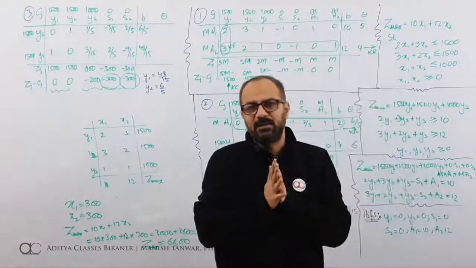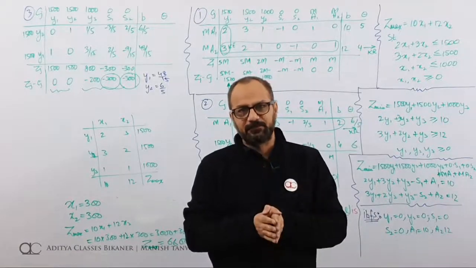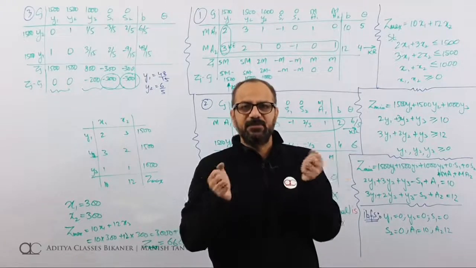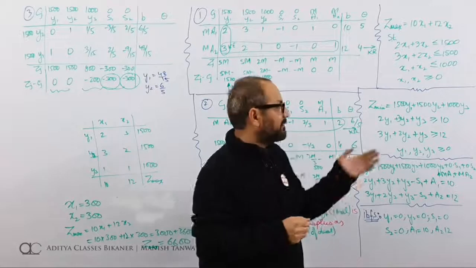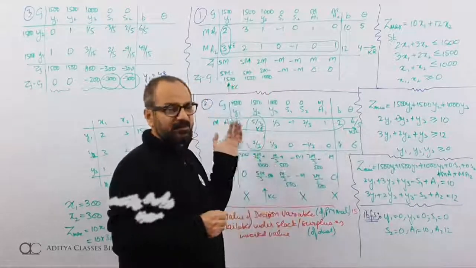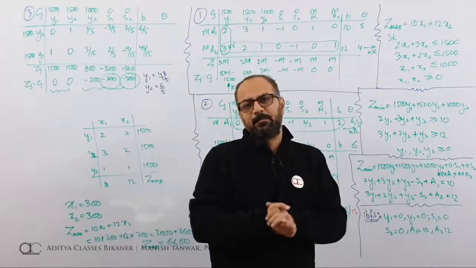So with this we conclude the dual relationships. We have seen what is the relationship between dual and primal. We have seen how to convert a dual into a primal, and we have seen what is the mathematical relationship between the simplex tables of dual and primal.